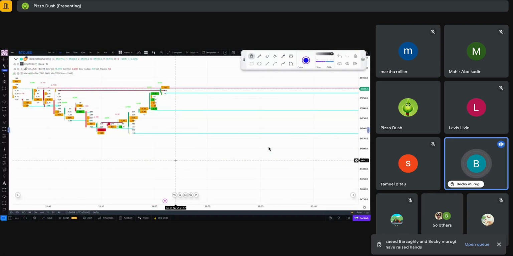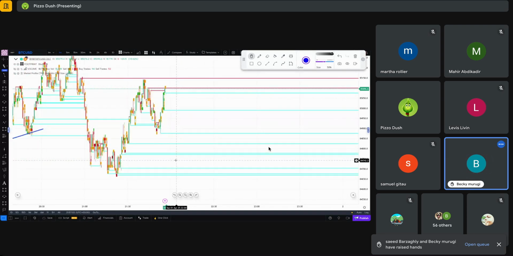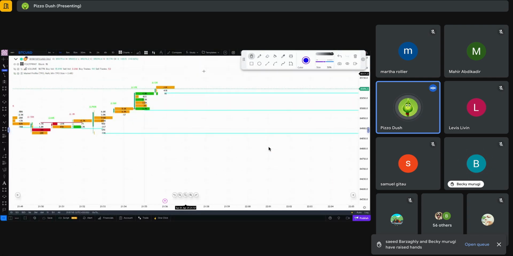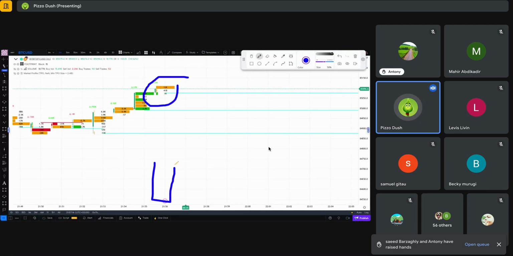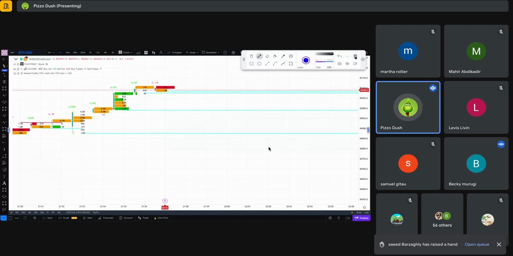During the model utatuguzia kuhusu bar statistics. Yeah. Okay. Bar statistics zinakuonyesha tu summary of the whole footprint. Kama hutaki kusoma footprint, bar statistic inakuonyesha kila kitu, kama ni delta, kama ni buy volume, kama ni sell volume, kama ni anything. So ni summary tu ya footprint. So inakuwa na additional information. But we'll go through.